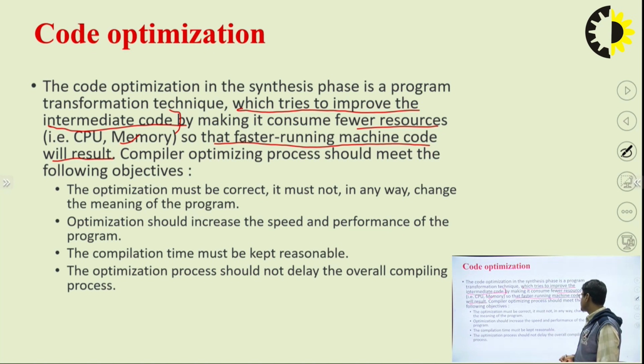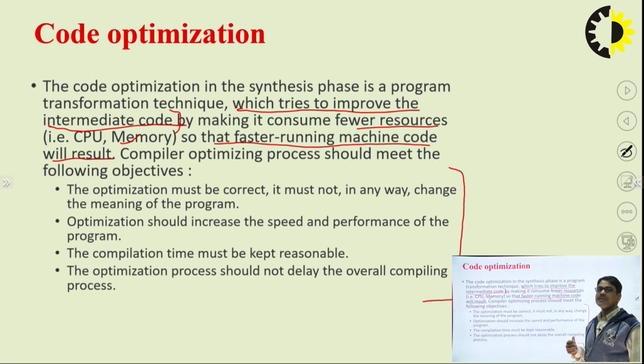The compiler optimizing process should meet the following objectives. Whenever we are applying code optimization, we must meet these objectives after applying it, and these are very important objectives. So the first objective is that the optimization must be correct.